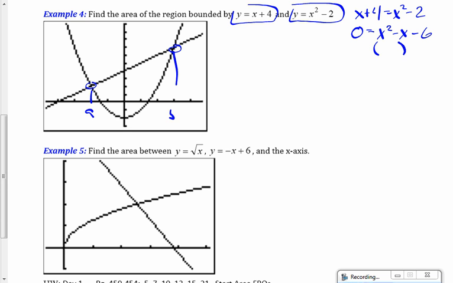Factor. If you're not fluent at factoring yet, you want to keep working on that. Minus 3 and plus 2 works, doesn't it? So my two intersections are at x equals 3 and x equals negative 2. I'll go ahead and label those on my graph instead of A and B. This is negative 2, and this is 3.